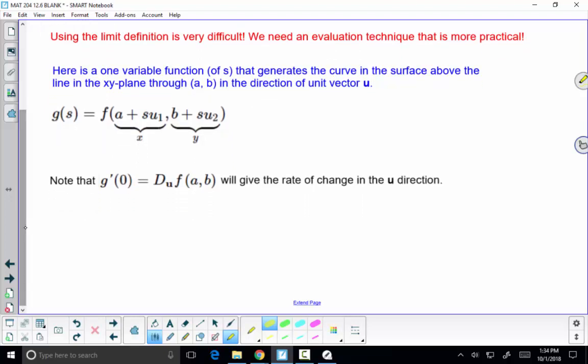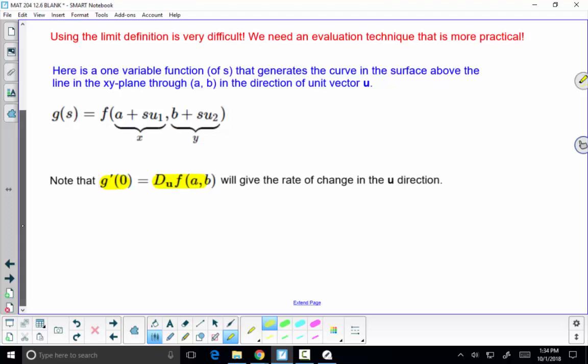So notice that g prime of 0 is the derivative in the u direction. That's what it is. That's how we constructed it. If we take the derivative of this, this is that curve in the surface, so if we take the derivative of that, it's going to give us our rate of change in that direction of u. In the direction of u, because that's how we created it. We created it so that x and y are moving along the line in the u direction. So as s gets closer to 0, we get the derivative.